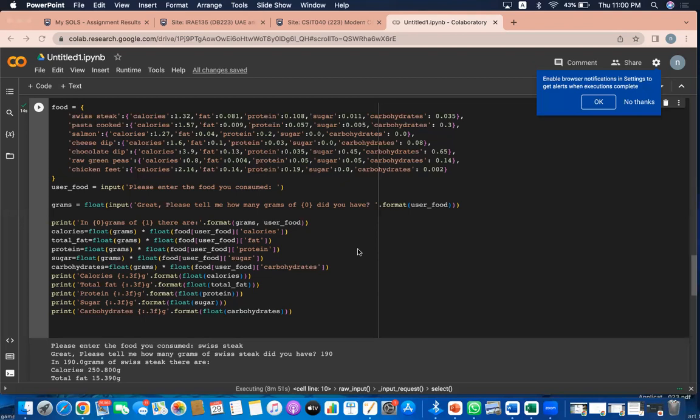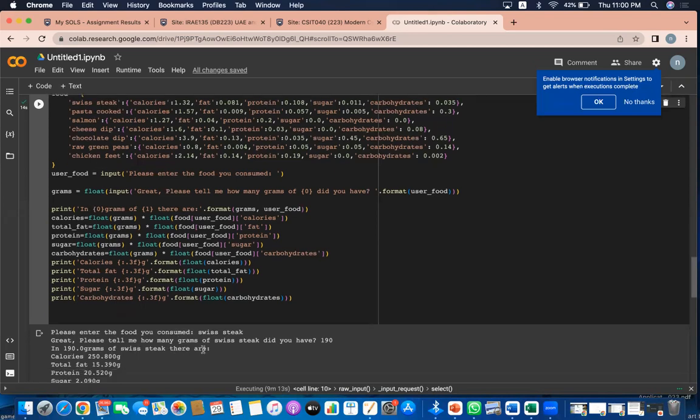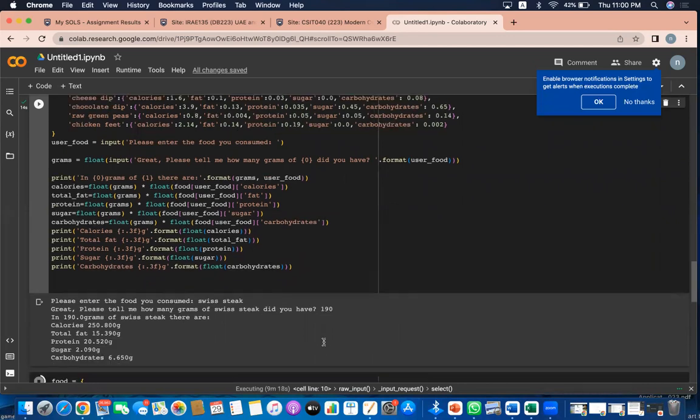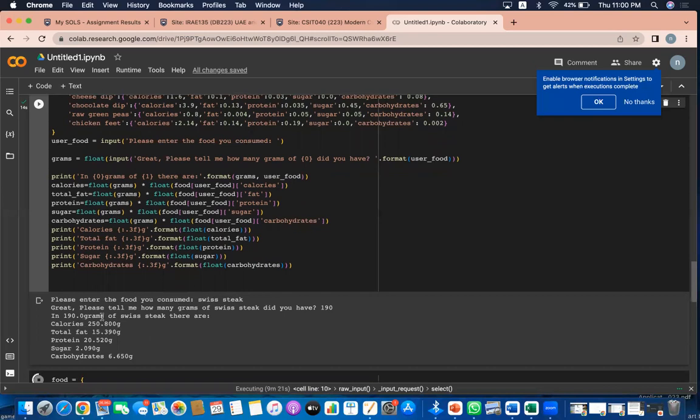So Nour, explain. So basically here, we've already put in 6 different types of foods, as well as their calories, fat, protein, sugar, and carbohydrates. So as we can see, the input here at first is please enter the food you consumed. So we entered Swiss steak, which is already programmed, it's already written in the program. And then the program asks, please tell me how many grams of Swiss steak did you have? So we put in the number of grams, and then due to the calculation, it shows the calories, total fat, protein, sugar, and carbohydrates.